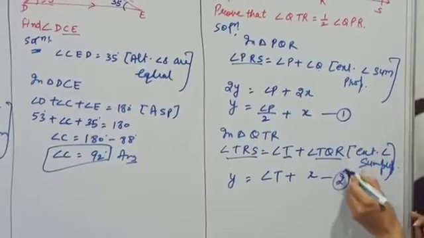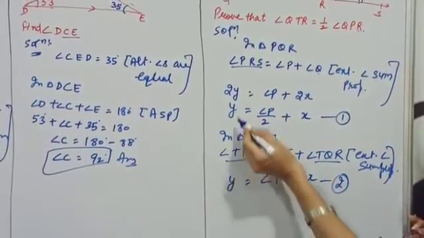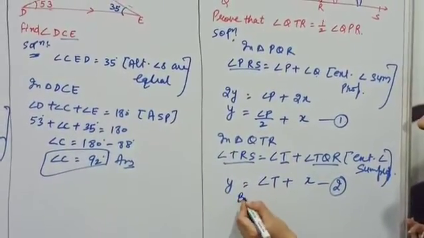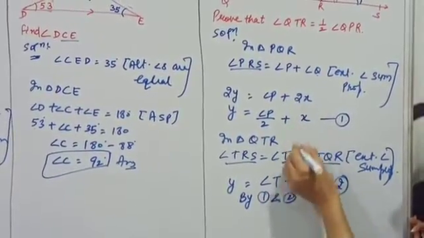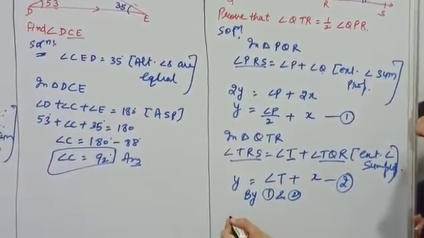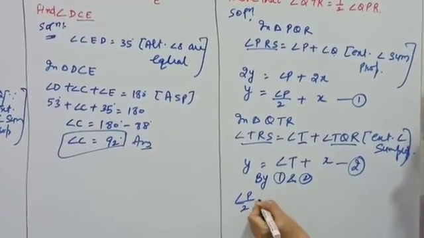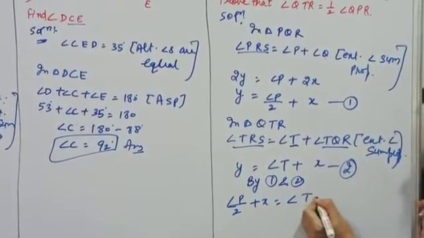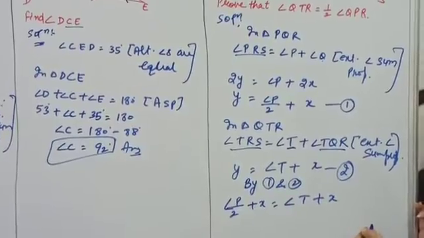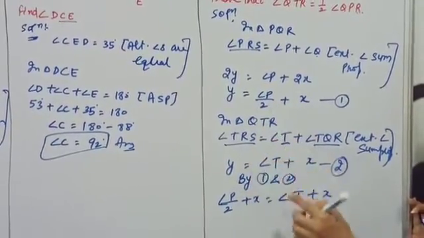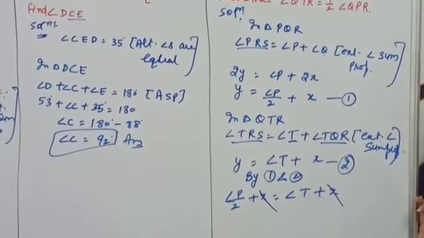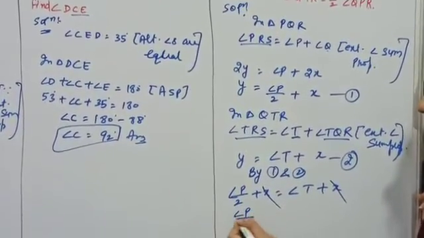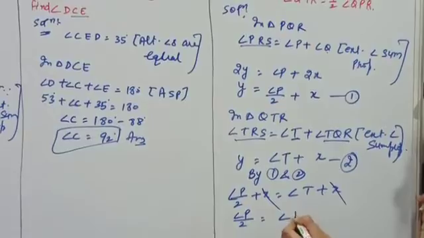You can see the first and second equations represent the same value y. So by the first and second equation, these two must be equal to each other. So angle P by 2 plus x is equal to angle T plus x. As both are equal to y, they are equal to each other. Now the same quantity cancels out, so angle P upon 2 is equal to angle T.